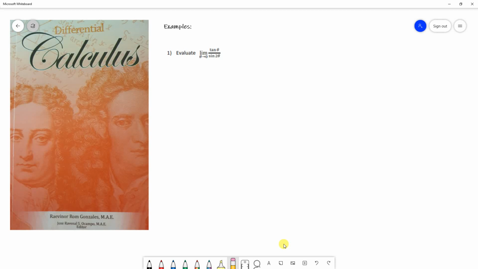Let's solve examples. Okay, example number 1. Evaluate the limits of tangent theta over sine 2 theta where theta approaches 0. Since these are trigonometric functions, you need to know the identities. That's important. I'm going to create also a video if I have the time.